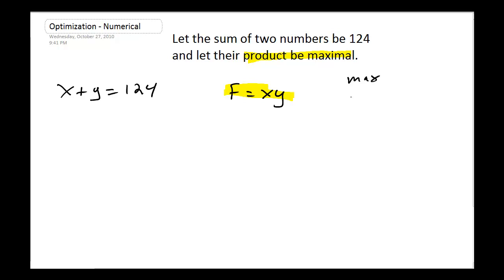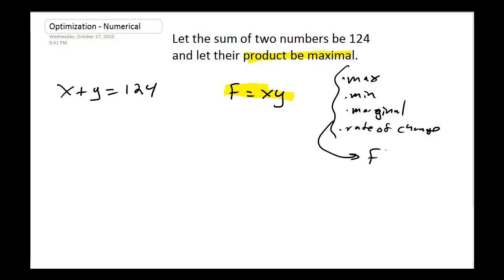Words like max, min, marginal, for things like marginal profit or marginal revenue, rate of change, all these types of words tell me that I want to find the first derivative and find critical numbers.